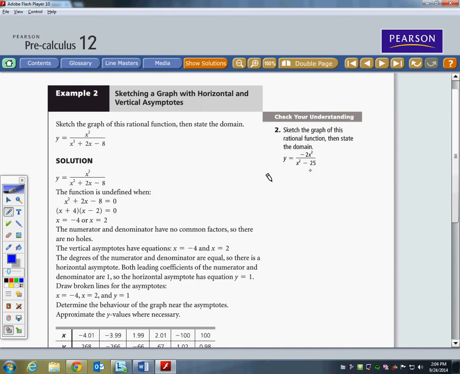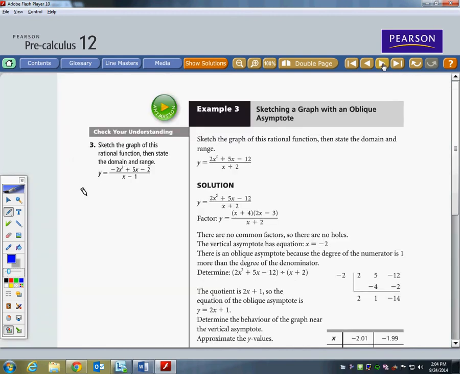We would sketch this graph, follow the same steps. I'm going to continue on. Example number 3 you do not have to do because it's an oblique asymptote, so you don't have to worry about that. But example number 4, let's see if we can get to it. Let's just do example number 4.